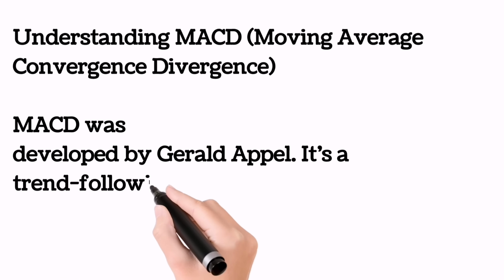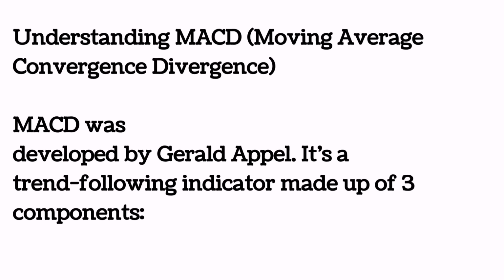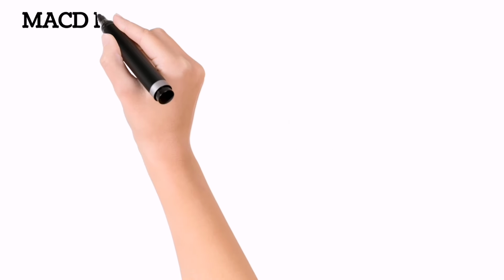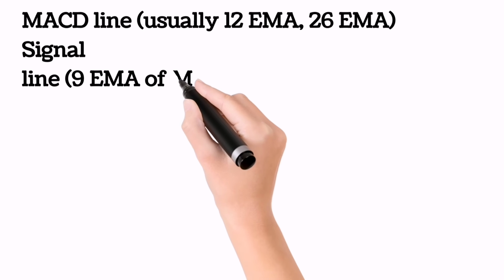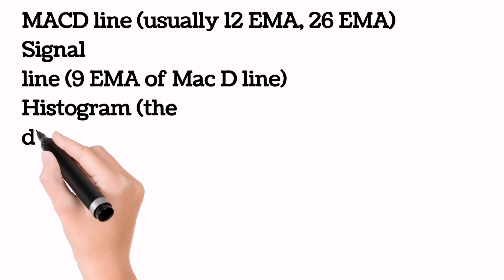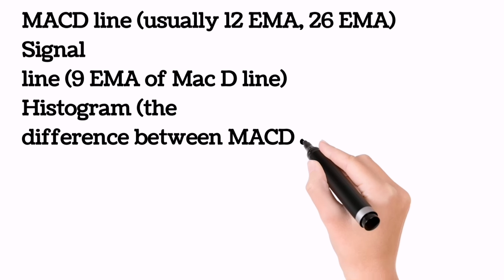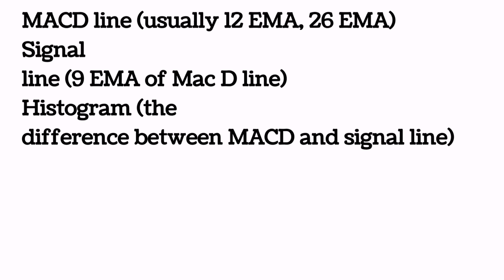Understanding MACD, moving average convergence divergence. MACD was developed by Gerald Appel. It's a trend-following indicator made up of 3 components: MACD line, usually 12 EMA minus 26 EMA; signal line, 9 EMA of the MACD line; and histogram, the difference between MACD and signal line.